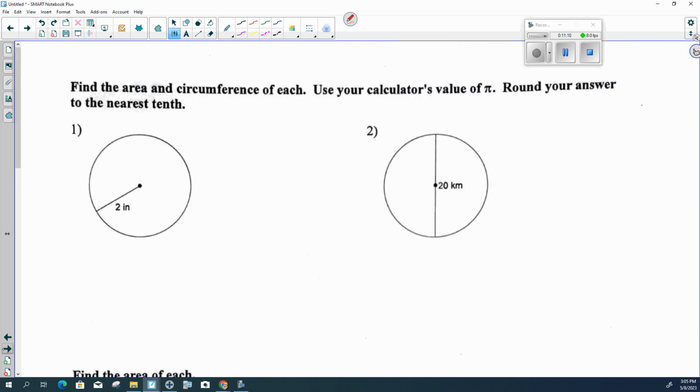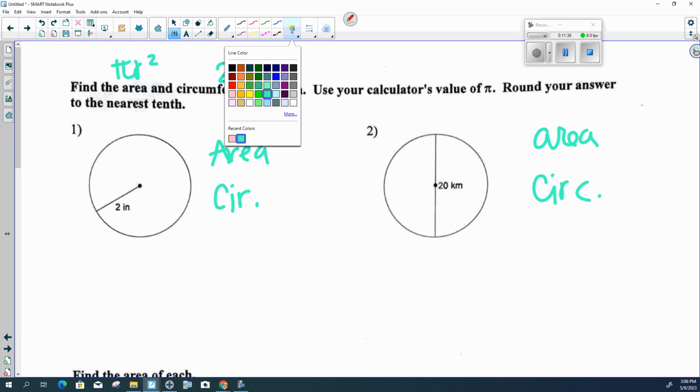Okay, find the area and the circumference. Oh, maybe this is the one I was thinking of that asked for two things. So we've got to find both the area and the circumference, which is like the perimeter. So if you look at your formula sheet, the area is pi r squared, but the circumference is 2 pi r. So just be super careful that you use the right formula.